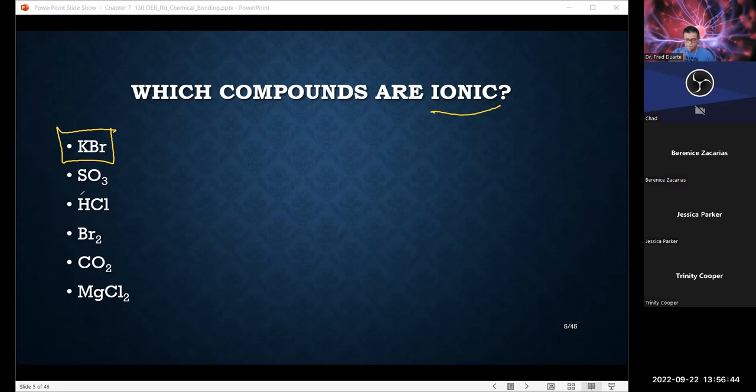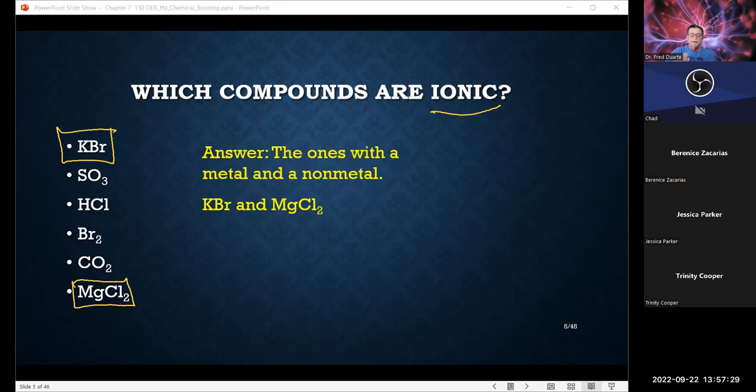The next one, you may not know what it is. That's okay. I'm going to tell you in a bit what it is, but you've got sulfur and oxygen. Two non-metals, so definitely this is not ionic. The next one is HCl. Again, two non-metals, not that. Then we've got Br2, two non-metals. So that's not ionic. And then we've got carbon and oxygen, obviously not a metal. And then we've got the last one, where we have magnesium and chloride. So for sure, those two are ionic.